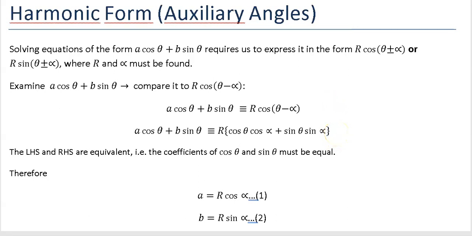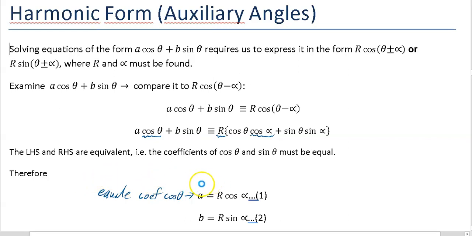So if we just have a look, and this is equating, we're going to look at the coefficients of the cos theta. So here's our cos theta on the left hand side, and cos theta on the right hand side is being multiplied by r. On the left hand side, cos theta is being multiplied by just a, and on the right hand side, cos theta is being multiplied by r and cos alpha. So we've equated the coefficients of cos theta to give you this result here. So a is equal to r cos alpha, and that's my equation 1.